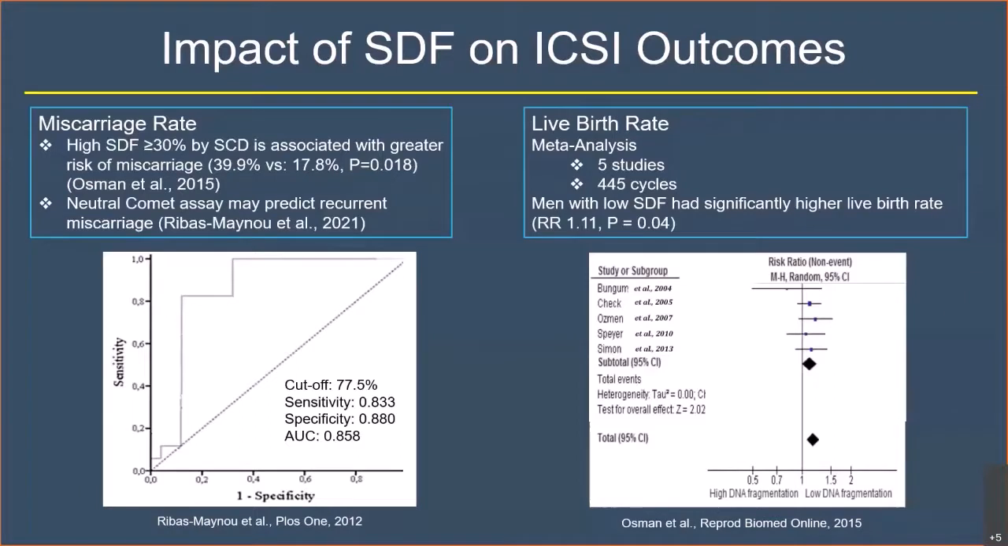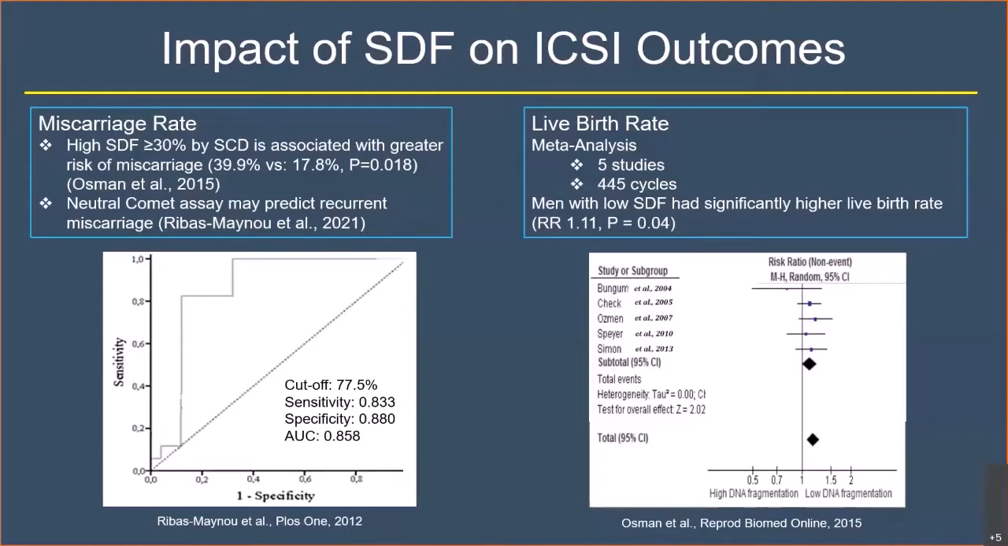Also, the neutral comet assay was suggested to be a good predictive technique for recurrent miscarriage. As you can see here in the ROC analysis, it showed high sensitivity and high specificity for predicting this outcome, miscarriage rate.